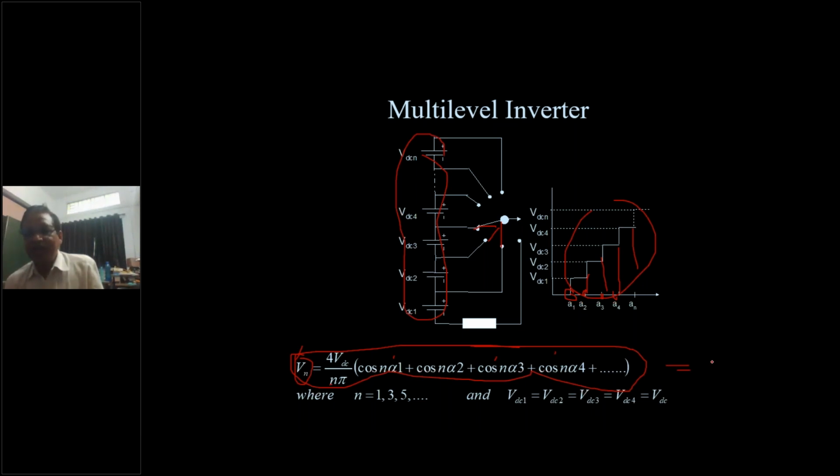For example, if I want the fifth harmonic to be 0, I will put N equal to 5, and I will equate this equation equal to 0. Then I will get the values for alpha 1, alpha 2, alpha 3, alpha 4. When I generate the waveform with these values, the fifth harmonic will not be there. So I can eliminate the fifth harmonic.